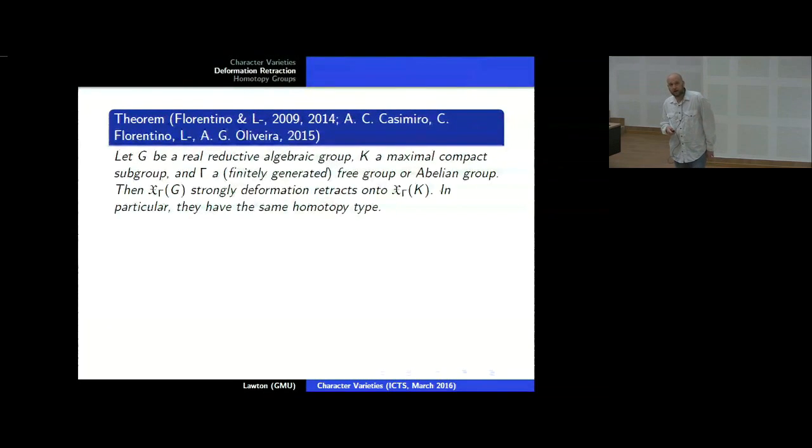And so with that in mind, in a series of papers with Florentino, Casimiro and Oliveira, starting back in 2009 up until last year, we have this theorem. If you take any real reductive algebraic group, as I defined it earlier, let K be its maximal compact, and take gamma either a finitely generated free group or a finitely generated abelian group, I am allowing torsion there. Then there's a strong deformation retraction of this Betti moduli space onto this one. In particular, they have the same homotopy type.